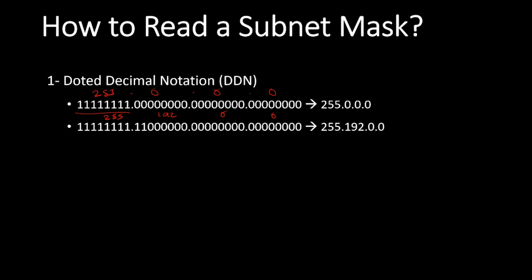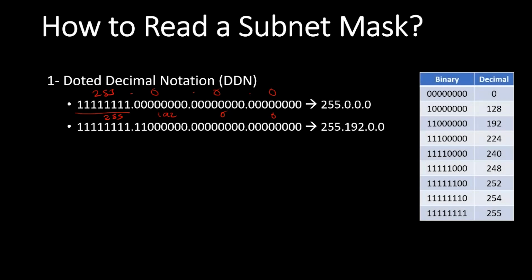To make it easy, we can use this table to convert each octet into decimal format. If it is all 0, this is 0. If it is only one 1 here, it is 128. If it is two 1s, it is 192, and so on. We have only these 9 options because the ones should be contiguous, which means we cannot have a one in the middle anywhere here. Ones should be all contiguous and they should be on the left. So we end up with these options only for each octet.